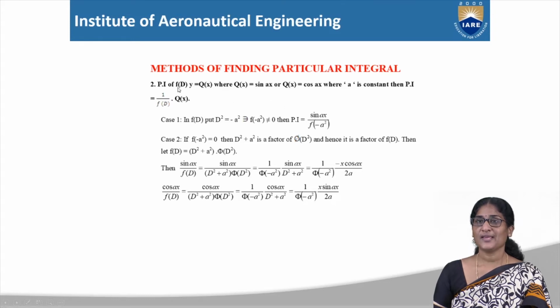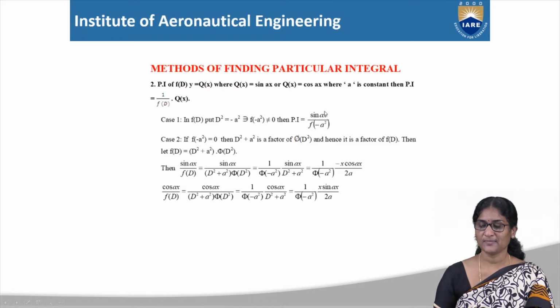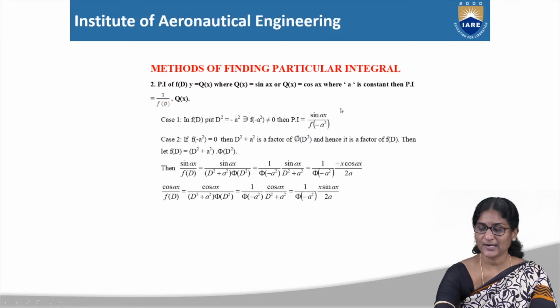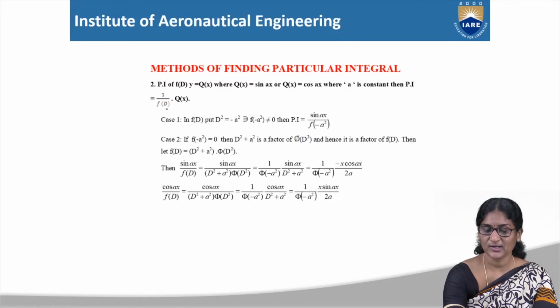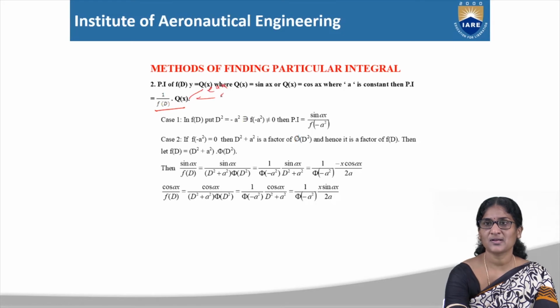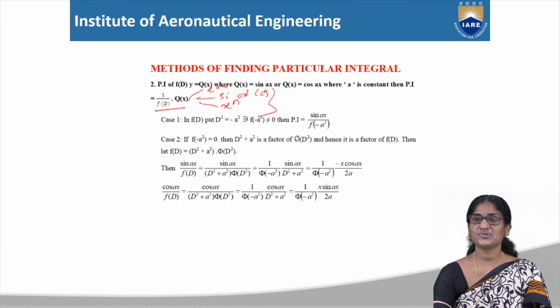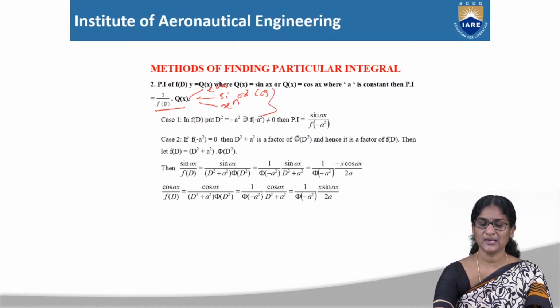What is the formula to find out the particular integral? The particular integral is equal to 1 by f of D into Q of x. This Q of x may be e power ax, or sine or cos, or it may be x to the power of n. So based on the type of function that we are taking, we have to choose the type of method to solve the particular integral.